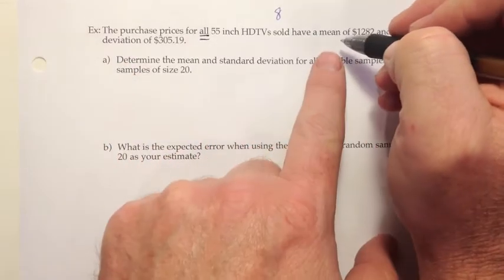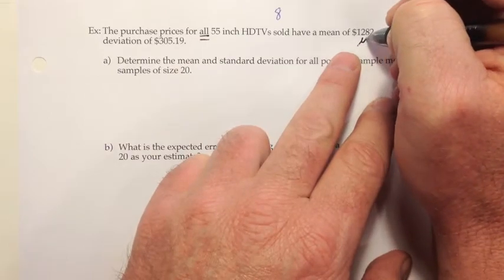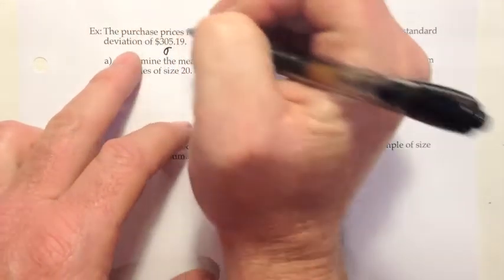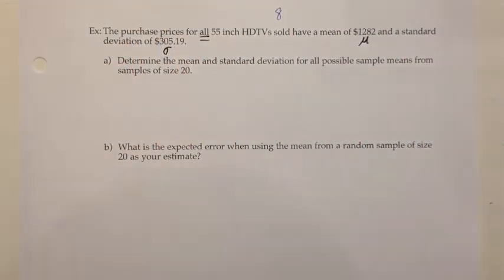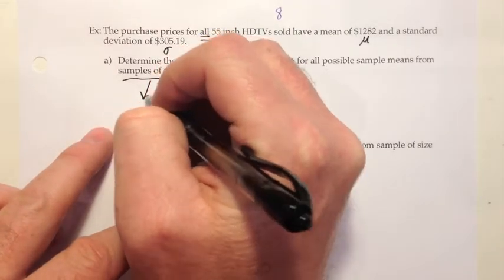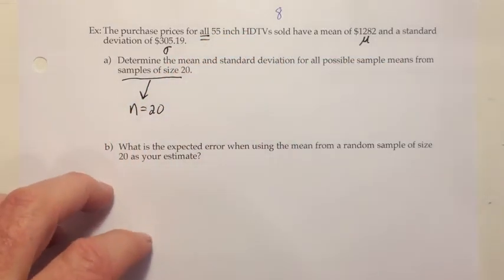That means when they label this as the mean, that's the mean of all, or the population mean, so this is mu. And this standard deviation is also for all such TVs, so this would be the population standard deviation, or sigma. And now they're asking us to determine the mean and standard deviation for all possible sample means from samples of size 20. When they tell us the sample size is 20, they're telling us that n is 20, so that'll be important as we move along.